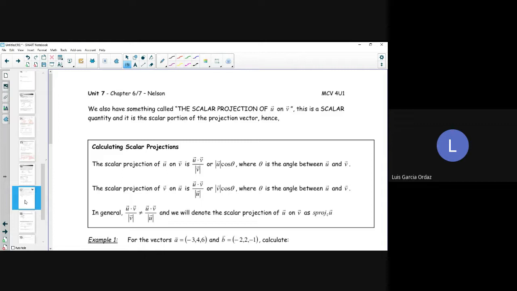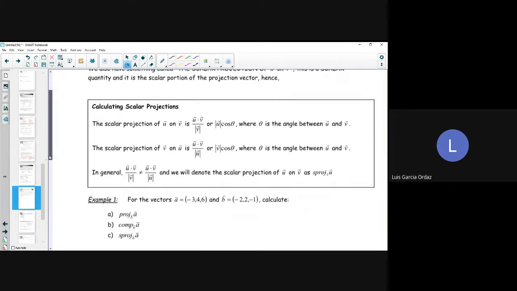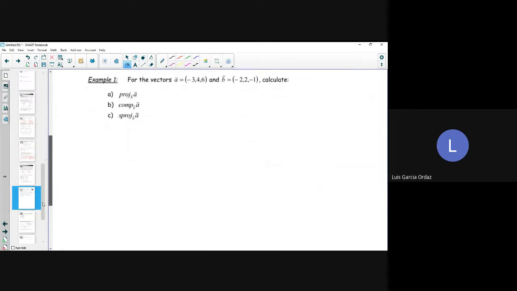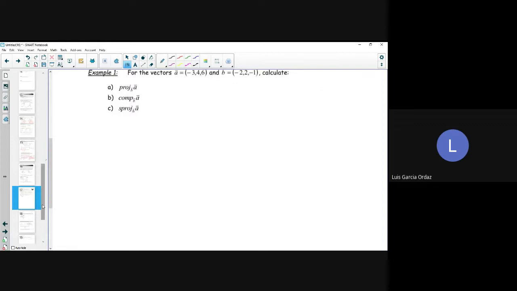Okay. So now let's put this all together and figure out how to use each and every one of these. So we have vectors a and b. We have vector a, which is -3, 4, and 6. We have vector b, which is -2, 2, and -1. So we want to figure out the projection of a onto b. We want to figure out the component of a onto b.